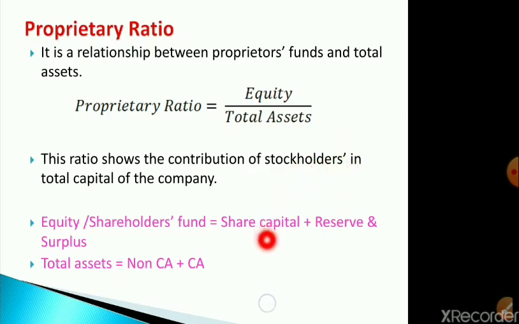Let's have a quick revision of the components which come under equity and total assets. So equity, also known as shareholders fund, is equal to share capital plus reserve and surplus. There's another formula to this: equity or shareholders fund is equal to total assets minus non-current liability, that is long-term borrowings and long-term provisions, and also minus the current liabilities. Total assets equals non-current assets plus current assets.